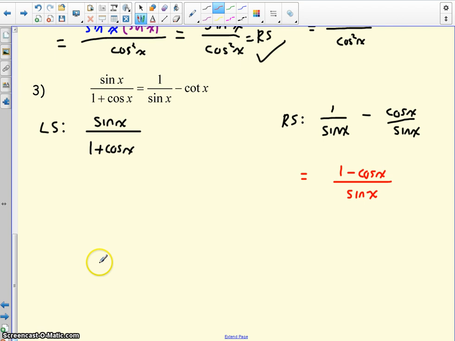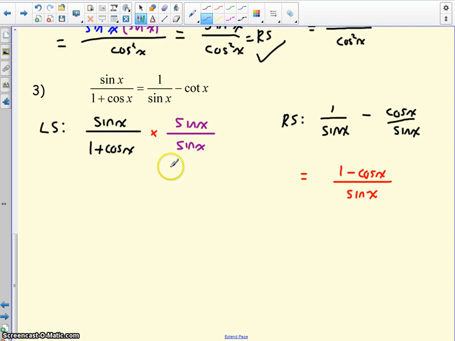Okay, so if I want the left side and the right side to be the same, I need to have a sine x in the denominator right here. I only have 1 plus cos x, I need a sine x. So I'm going to multiply so I can get a sine x in there. The only problem is I can't just do that out of nowhere, right? One thing I can do, though, is put a sine x in the denominator if I put a sine x in the numerator as well.